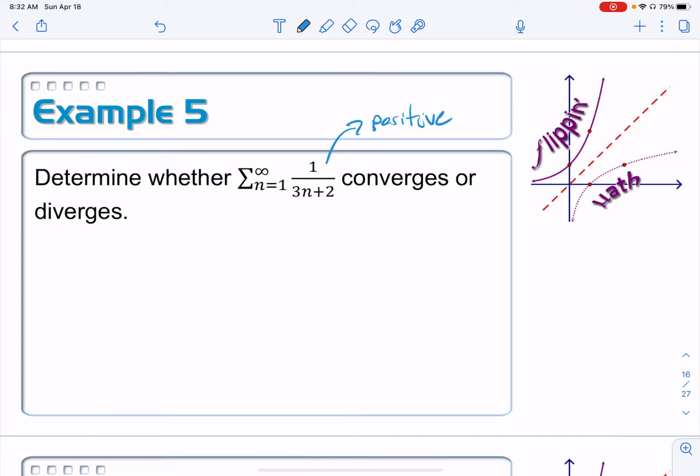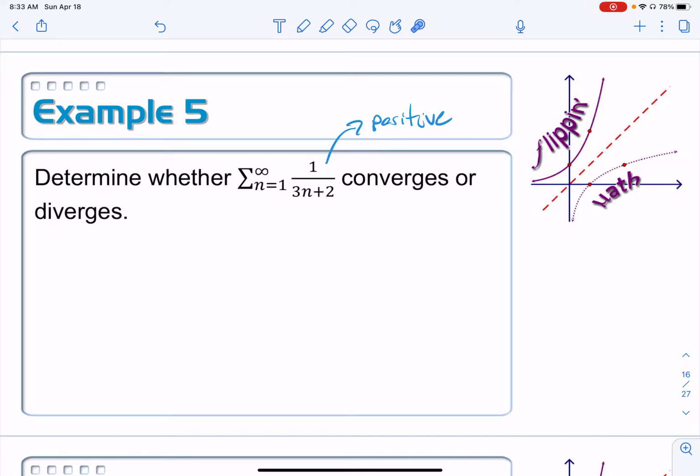Positive. What about the nth term? Well, if this thing is going to get bigger and bigger, these things are always positive. That stays 1. That's going to shoot down to 0. Whatever. The nth term is getting closer and closer to 0. All right, well, that wasn't very helpful.